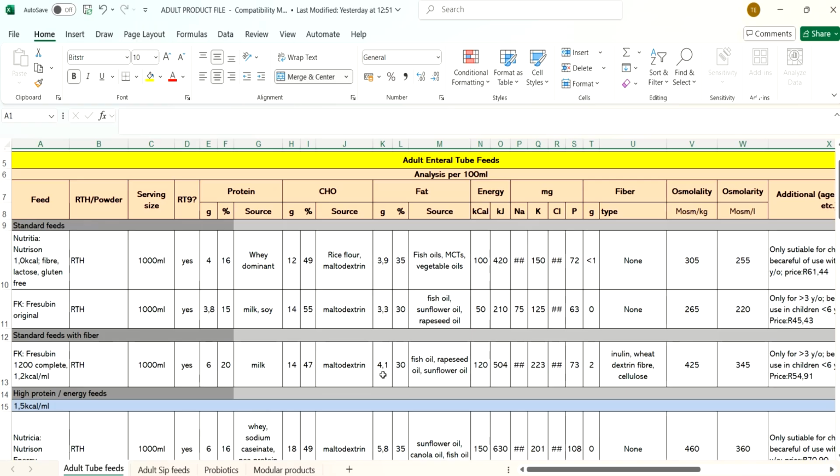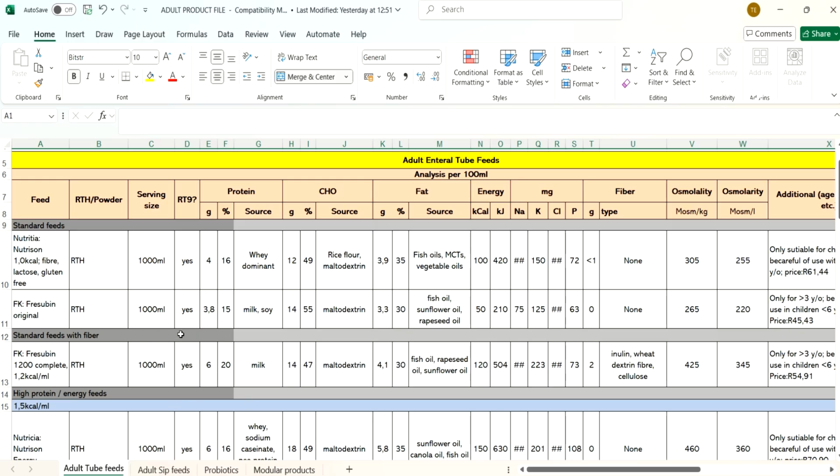So you add in all of the information that you found on your bag, and under fiber, you're going to add in the amount of fiber that you have in grams per 100 ml of feed, as well as the type of fiber. So in this case, it had inulin, wheat dextrin fiber, as well as cellulose, and then you fill in the rest of the information. So it's quite simple, literally opening up the company brochures, etc., if you have it on PDF, and going to your Excel sheet and just adding in all of the information, right?